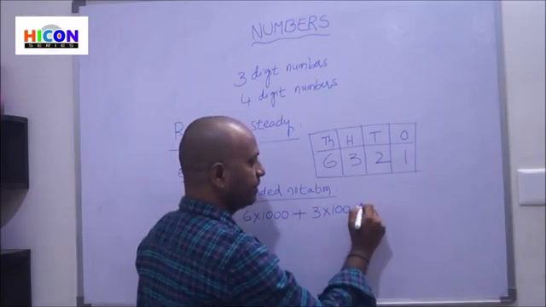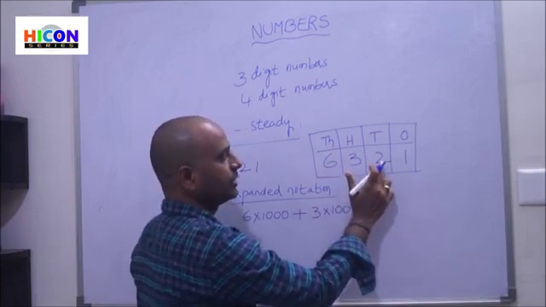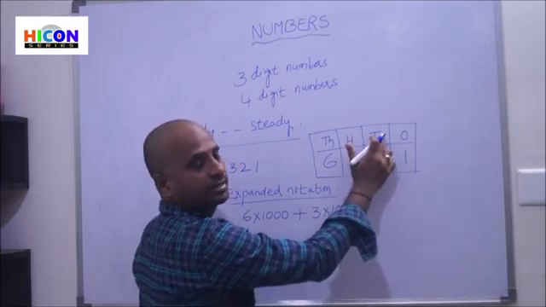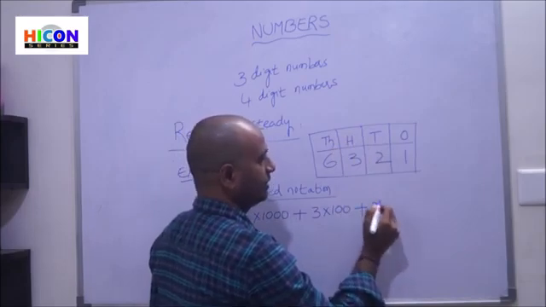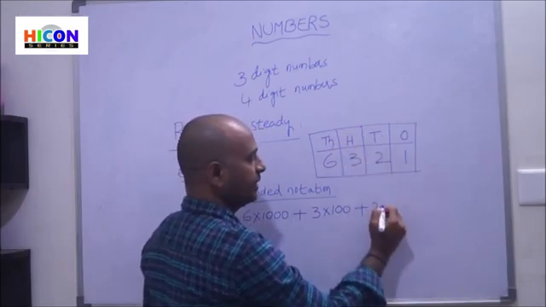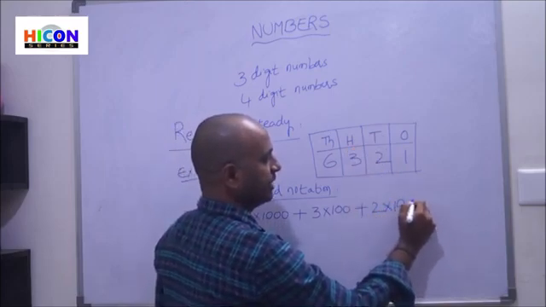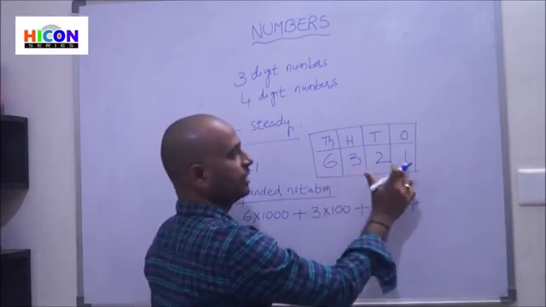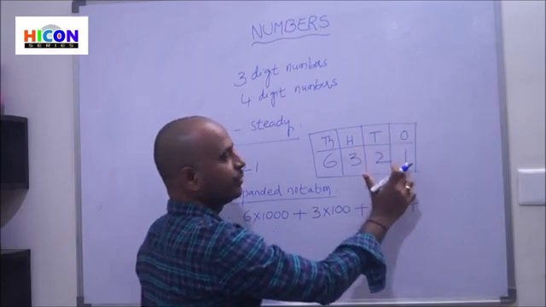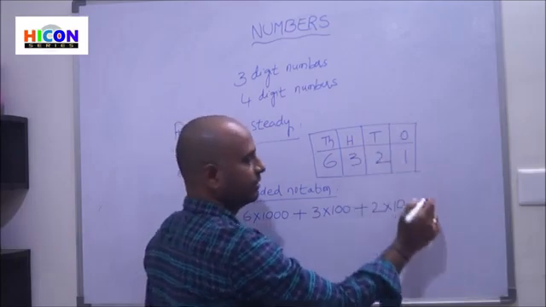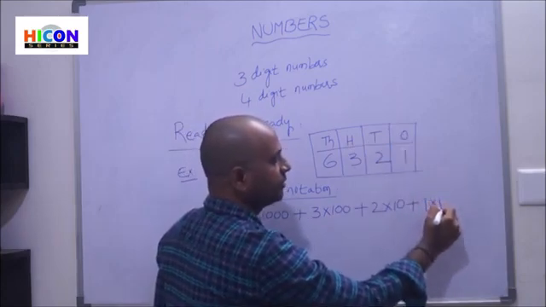Again put the symbol plus. Now go to the next digit, 2. The digit 2 is in the tens place, so multiply the digit 2 with 10. Again put the symbol plus. The last digit is 1, and this 1 is in the ones place, so multiply the digit 1 with 1.